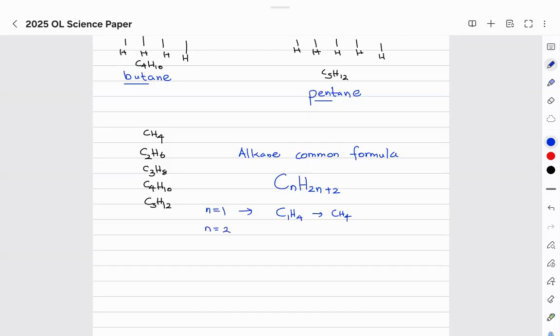N equal 2. C2, 2 into 2 plus 2, C2H6. N equal 3. C3, H 2 into 3 plus 2, C3H8. N equal 4. C4, 2 into 4 plus 2, C4H10.